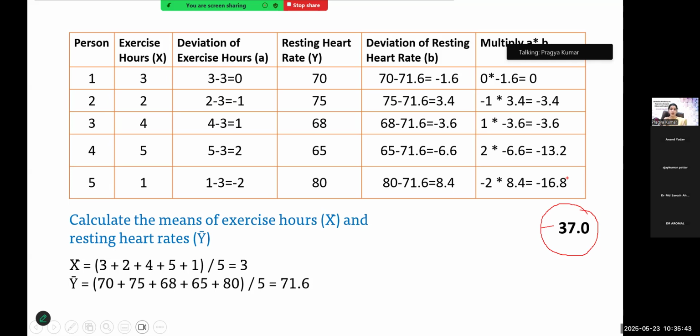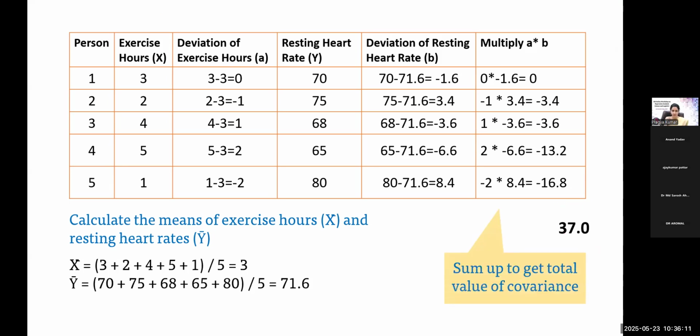Okay, and this we use in scale development. Those of you who have attended it know that we measure the covariance between two items, and there also we use the product moment correlation. But again, this will have a unit. Why? Because you see that this is measured as heart rate in beats per minute, and this is in hours. So it will have a unit, and we get the total covariance by adding these multiplied product values.